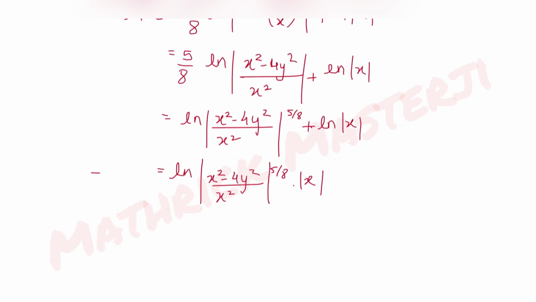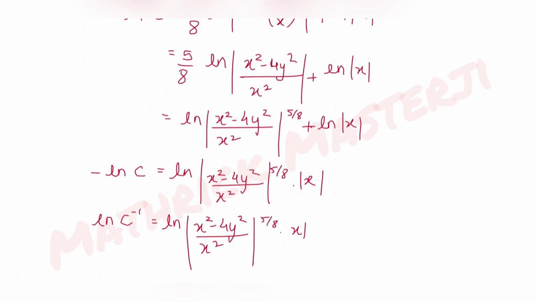And once I have natural log on both the sides, I can take this minus sign also. Natural log of c raised to minus 1 equals natural log of (x square minus 4y square divided by x square) raised to 5 over 8 into mod of x. So this entire thing is in one bracket, both the sides have natural log with them, so I can just equate the bases which are there with the natural log.